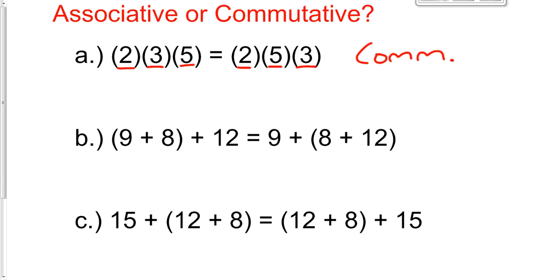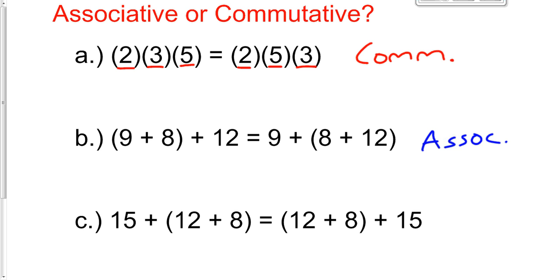Alright. Second one, 9 plus 8 grouped together plus 12. And then on the other side, 8 plus 12 are grouped together, and then the 9 before it. So first let's check the order. 9, 8, 12, 9, 8, 12. So the order is good. Order doesn't change, but the grouping does. So we get associative.